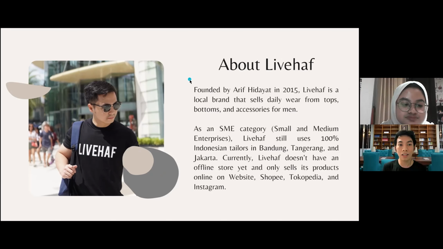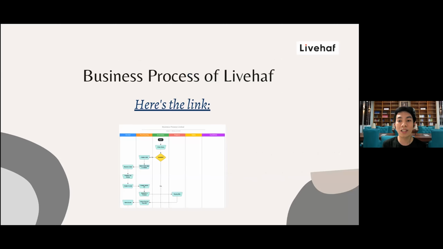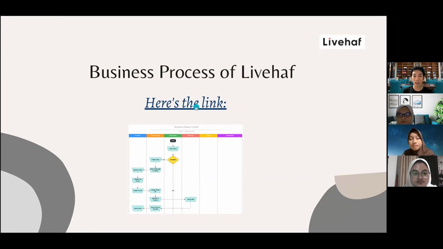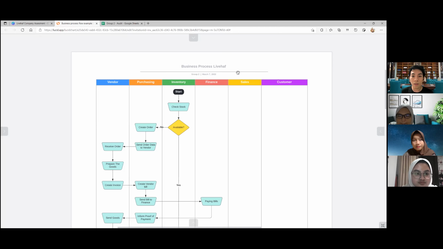And next, let's talk about the business process of Livehaf. Okay, I want to open the link. This is the business process of Livehaf. We use MTS, and Livehaf uses the ready stock method because Livehaf does not use a PO system. Here we can see there are six actors: vendor, purchasing, inventory, finance, sales, and customer.